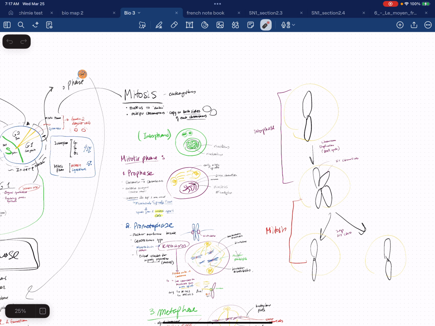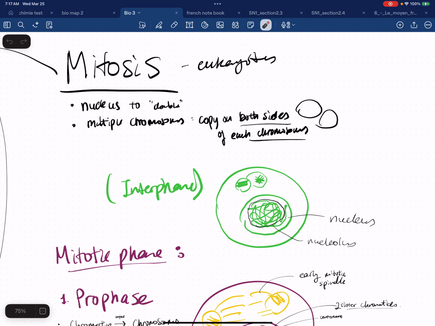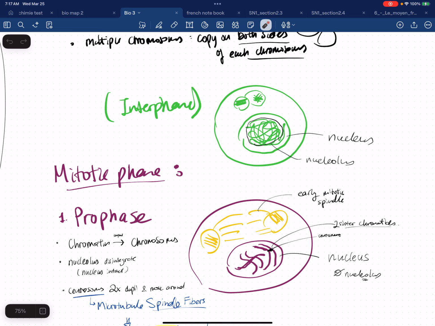So here is the process of mitosis, and these are eukaryotic mitosis. I don't really care about what type of mitosis, I guess. In general, the nucleus will be doubled. So that's the whole point, to copy the genetic information and multiply chromosomes, and copy them on both sides of each chromosome before they cut, which is cytokinesis.